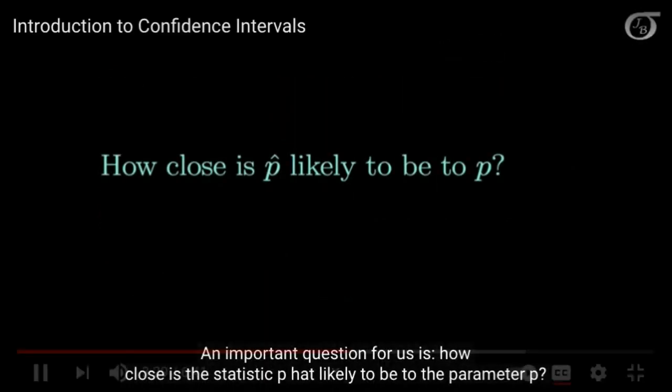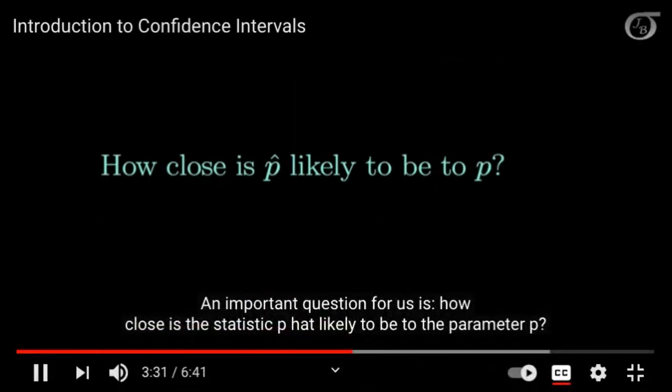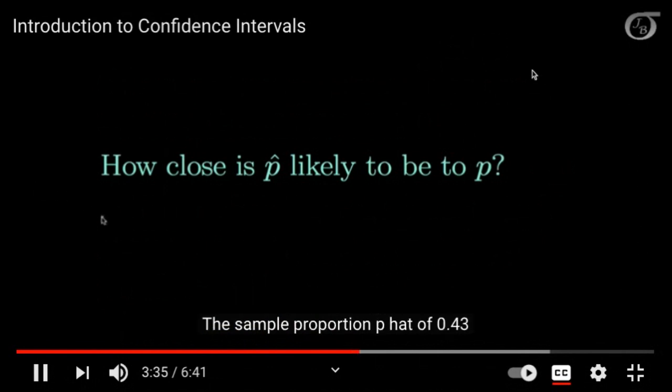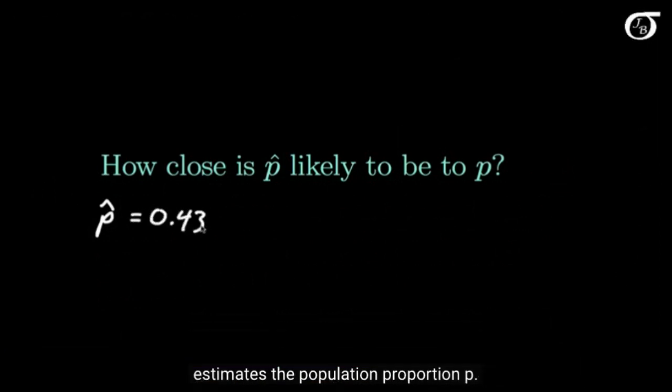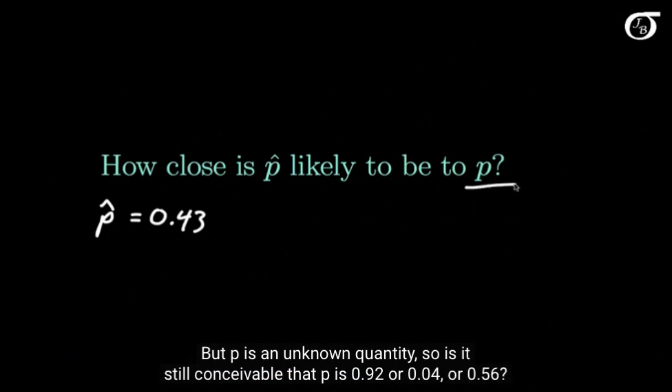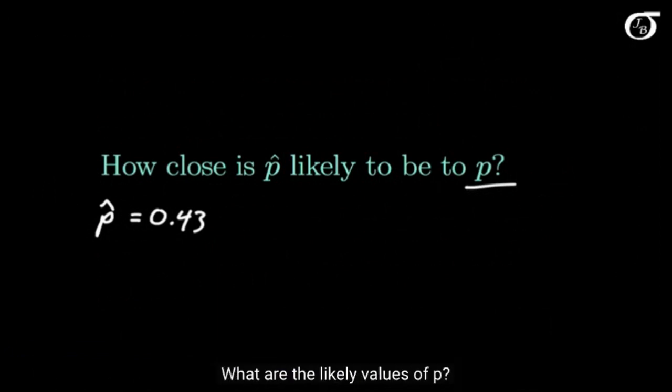An important question for us is how close the statistic p-hat is likely to be to the parameter p. The sample proportion p-hat, 0.43, estimates the population proportion p. P is an unknown quantity. Is it still conceivable that p is 0.92 or 0.04 or 0.56? What are the likely values of p?